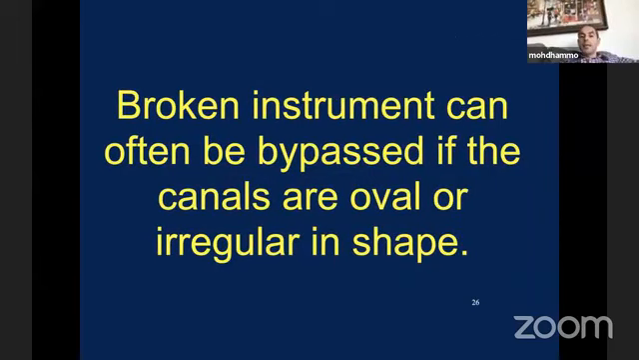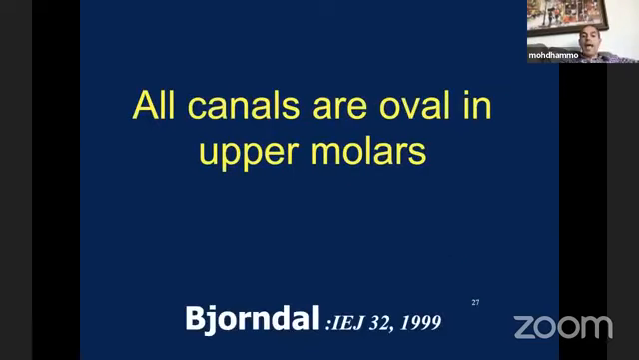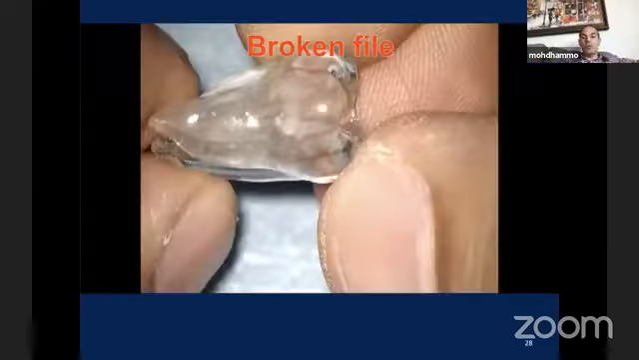Broken instrument can often be bypassed if the canals are oval or irregular in shape. So if the canal is oval, I will find a space between the canal wall and the broken instrument, and I can go through this space. And fortunately, all canals are oval in upper molars. Most of the canals are oval in lower molars. So let me show you how we will make the bypassing.